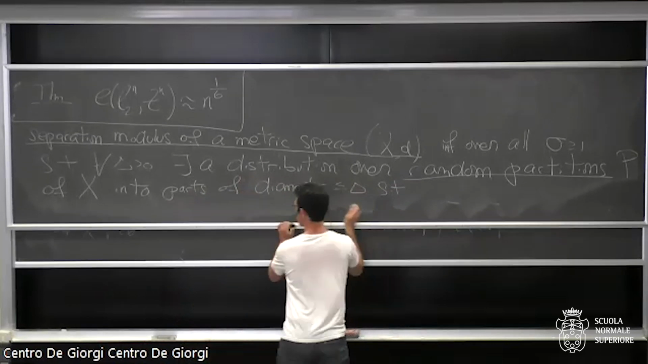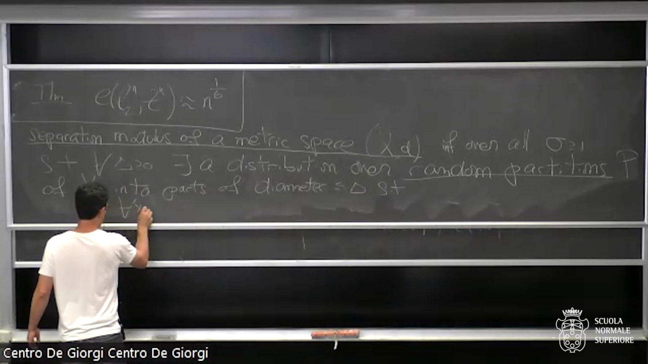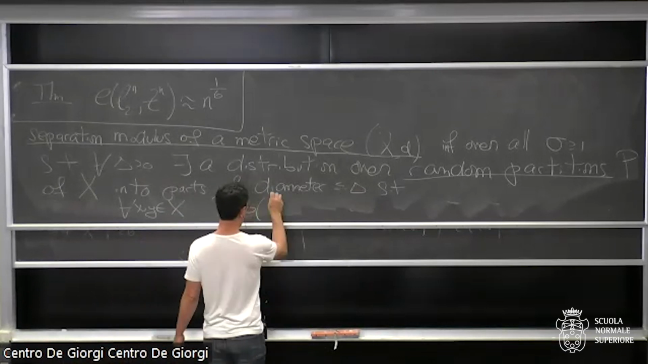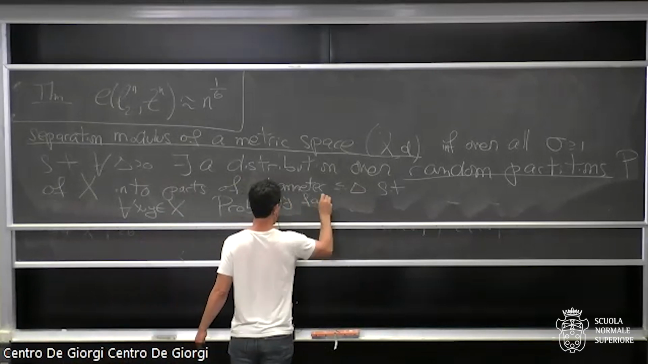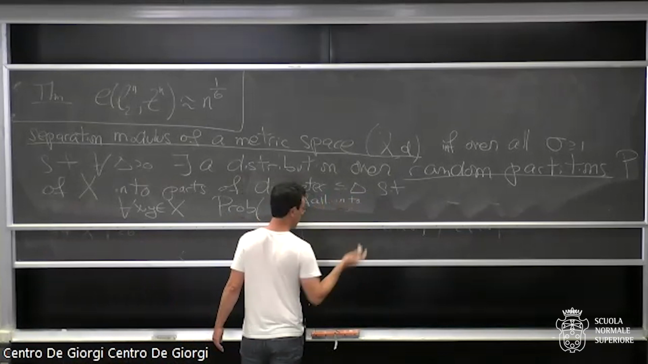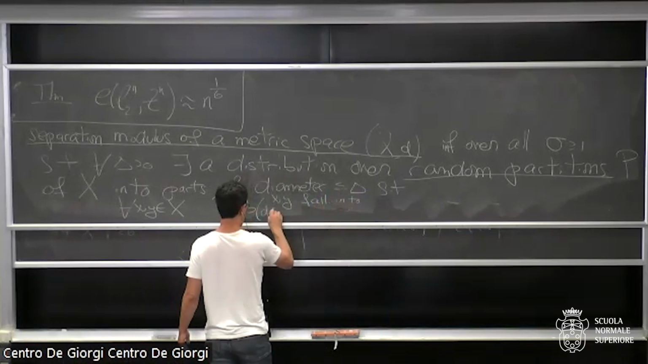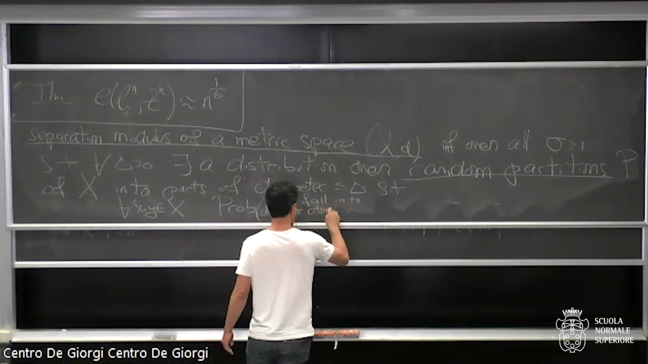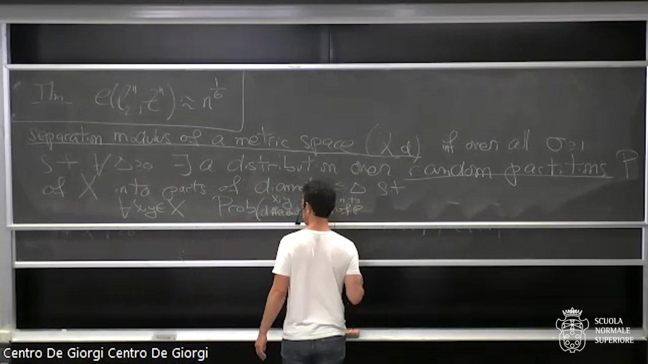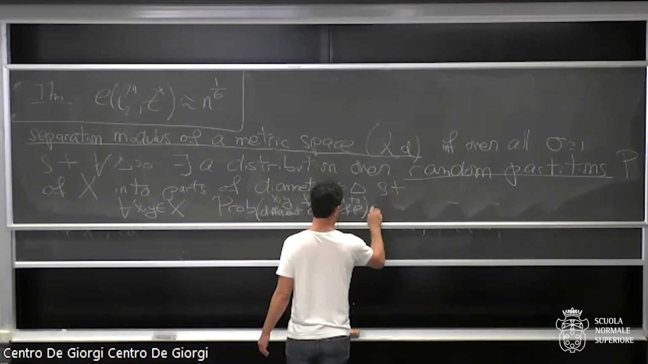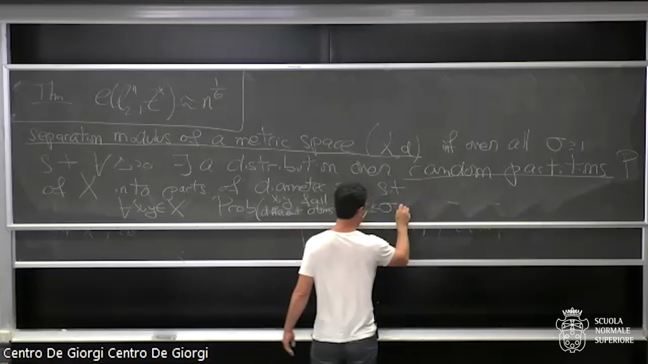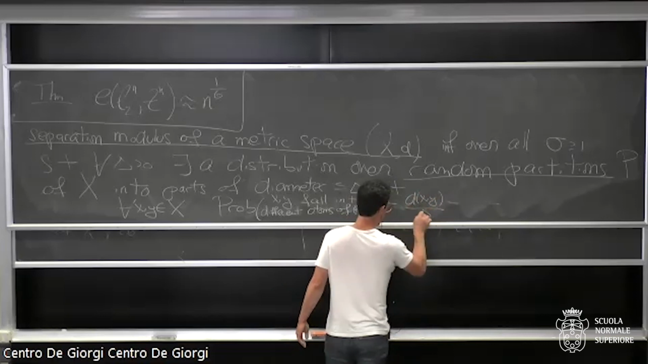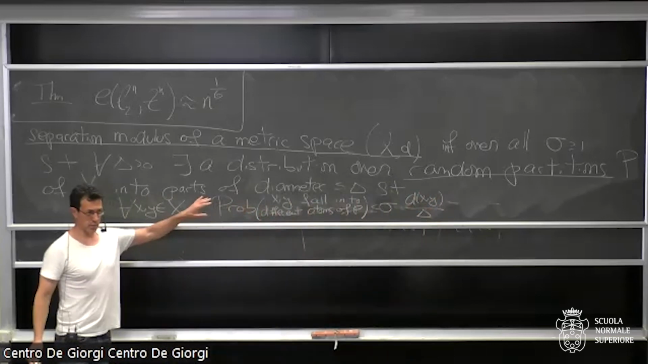such that for every 2 points X, Y in the space, I look at the probability that X and Y fall into different partitions, different atoms, of P. This probability is at most sigma, the parameter that I'm looking for, times the distance between X and Y, and I make it scale invariant. So in a norm space, you can take delta equals 1.